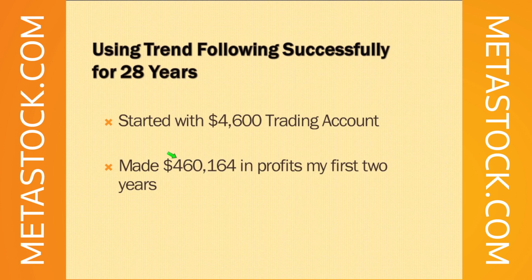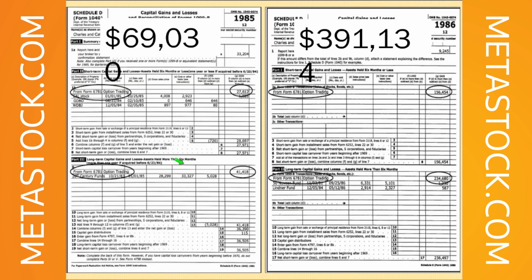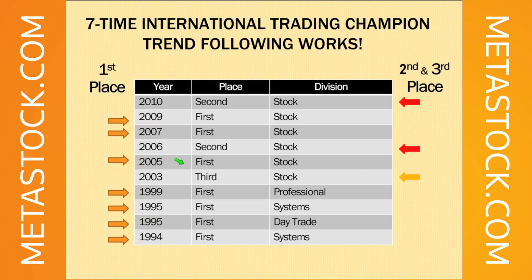So this trading, which was my hobby, eventually became my main source of income. But just starting out with a $4,600 account, I was able to make over $460,000 in profits, and these are copies of my tax returns those first 2 years when I started my trading. The first year I made over $69,000, and second year over $391,000. So my basic trend following system's been working well for many years.